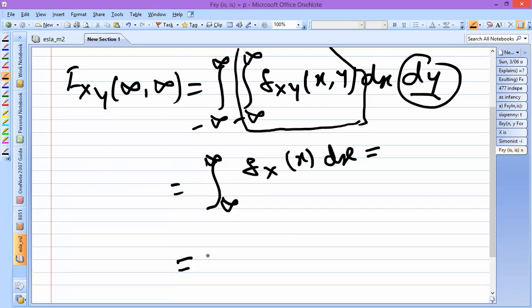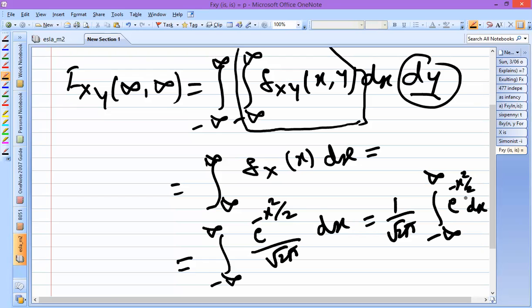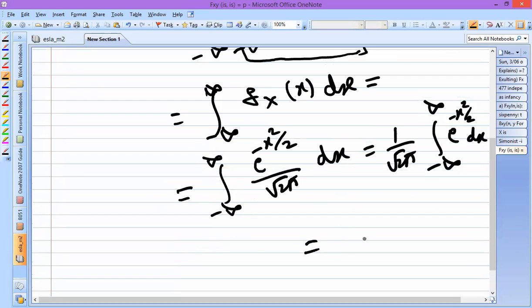Fx of x is obtained as in the previous calculation in the part you have seen, as e to the power minus x square by 2 divided by root 2 pi. Substitute that into dx. So here 1 by root 2 pi can be taken outside, integral minus infinity to plus infinity e to the power minus x square by 2 dx. Now what is the value of the integral? It is in the standard form. In part A we have made the substitution for this type of integral. What is its value?